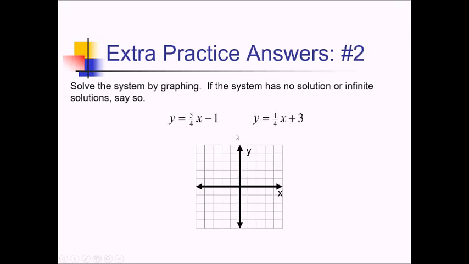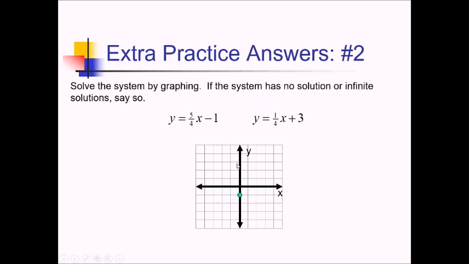To solve this system of equations graphically, let me first graph each of these lines individually and then see where they intersect. So for the first one, we have a y-intercept of negative 1. So I'll put a negative 1 on the y-axis down here. And my slope is 5 over 4.